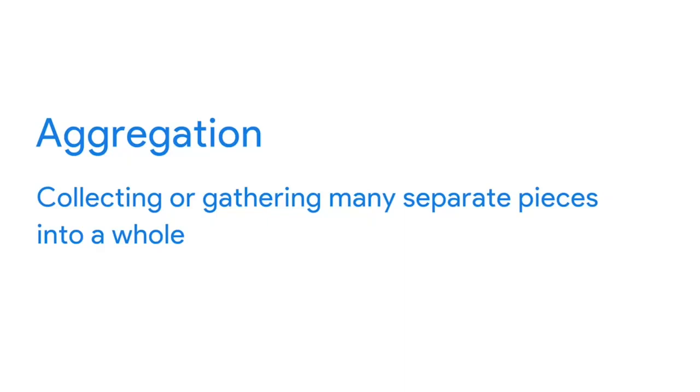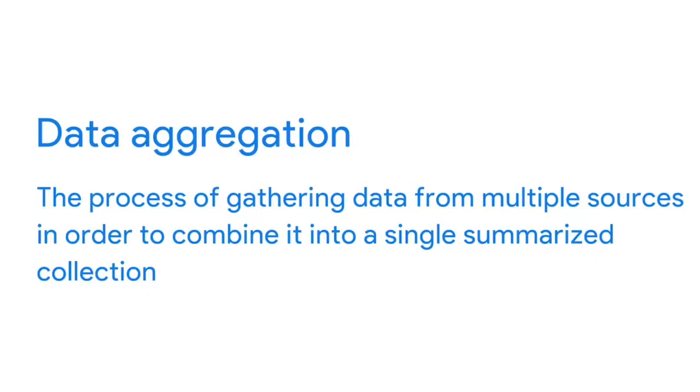Welcome back. In the next few videos, we'll explore something called data aggregation. Aggregation means collecting or gathering many separate pieces into a whole. For example, the Milky Way galaxy is an aggregation of stars, dust, and gases. So data aggregation is the process of gathering data from multiple sources in order to combine it into a single summarized collection. In data analytics, a summarized collection, or summary, describes identifying the data you need and gathering it all together in one place.